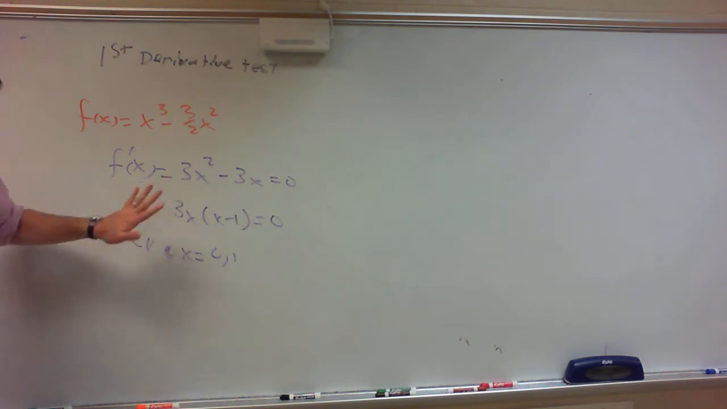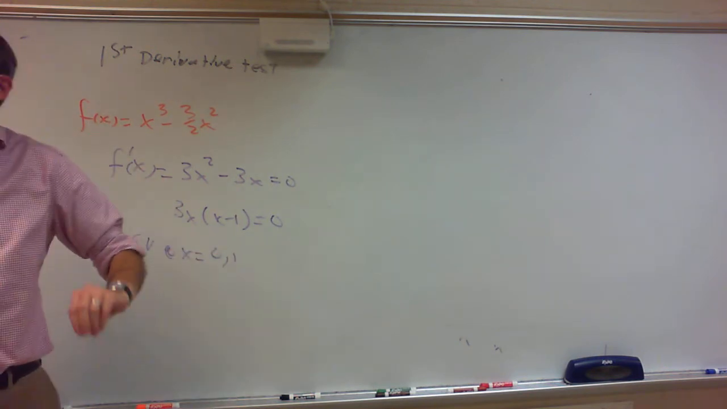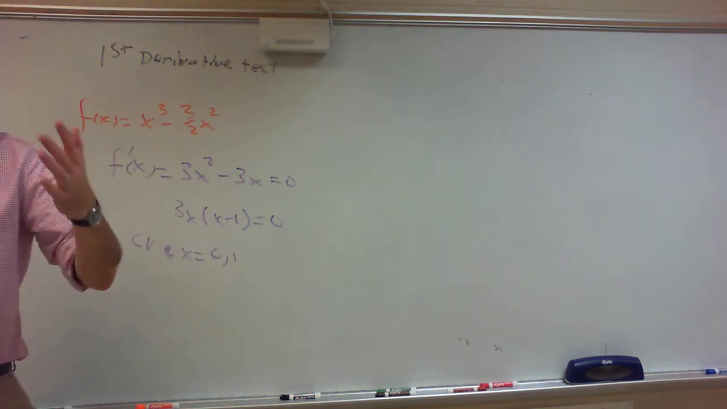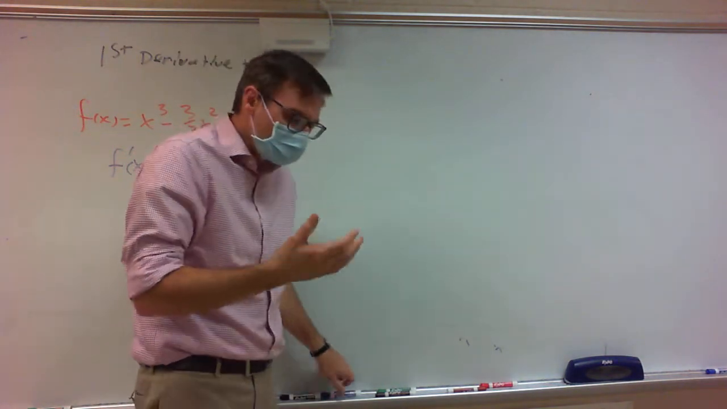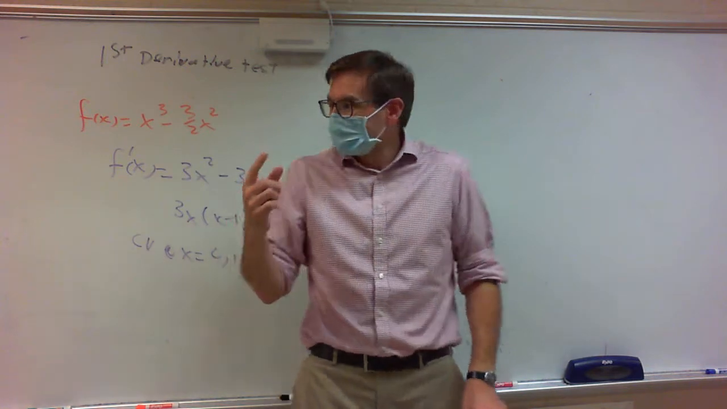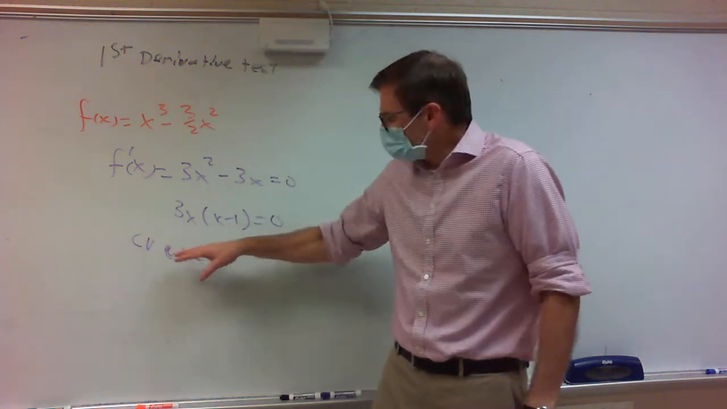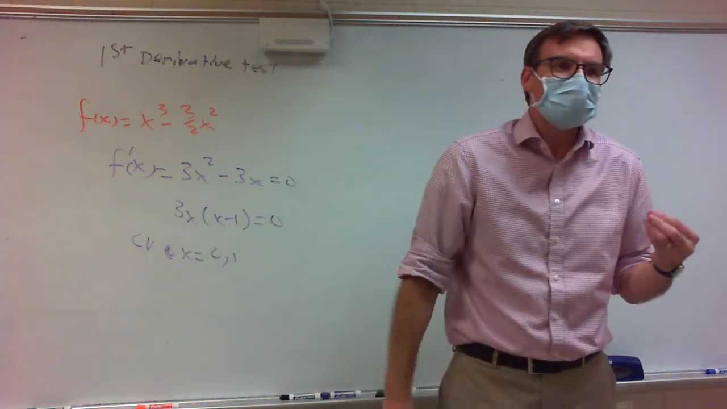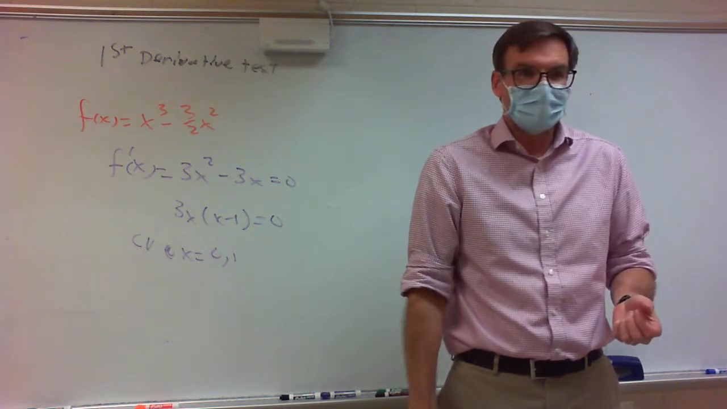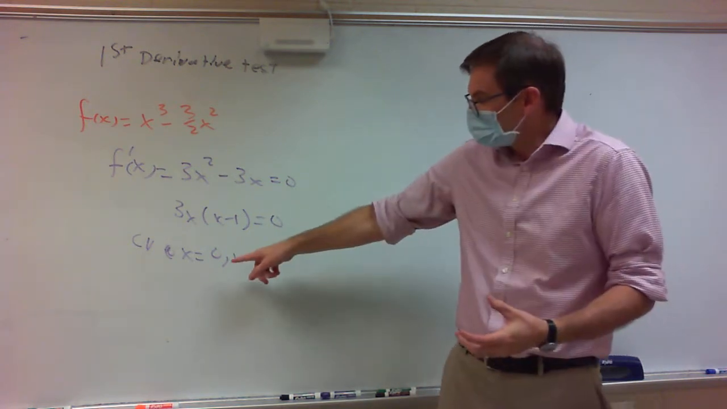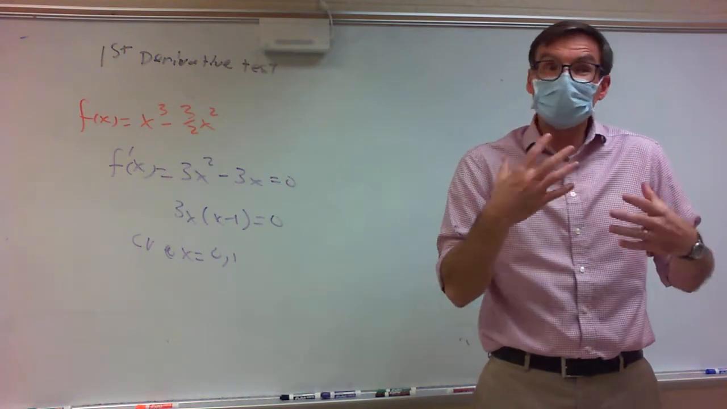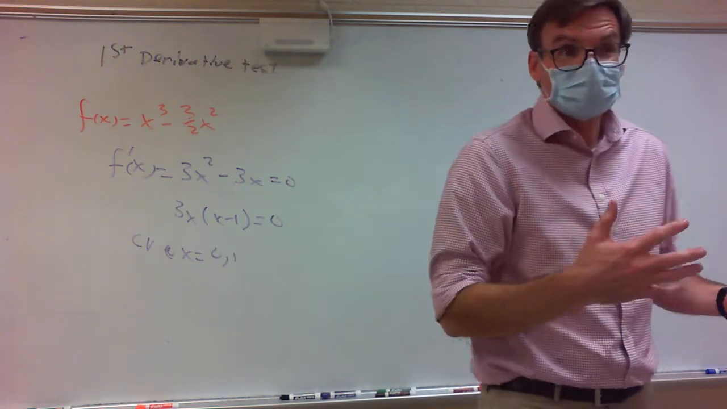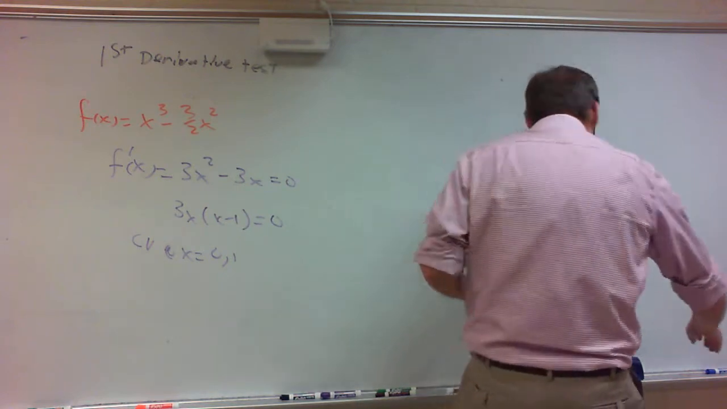What I've got is, I know my critical values are at 0 and 1, which means those are my flat spots. So how does that help me figure out where things are increasing or decreasing? Well, these are our critical values. These are the only places that the function changes direction, right? And since 0 and 1 are the only places where my function changes direction, I'm going to use that information to figure out where things are increasing or decreasing, and here's how I do that.